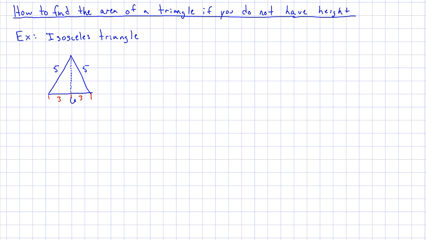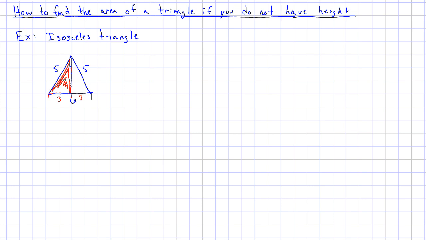And then I could use the Pythagorean theorem to find this missing height, because it is essentially the missing side of a right triangle here. And then I would have the base, which would be 6, times the height. So I could do that. So let's go ahead and do that with the Pythagorean theorem.